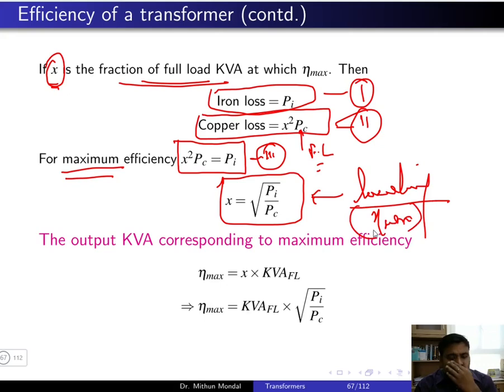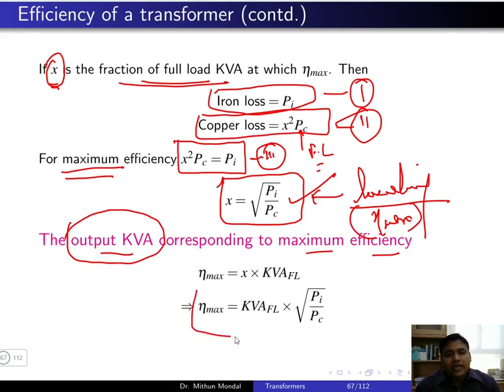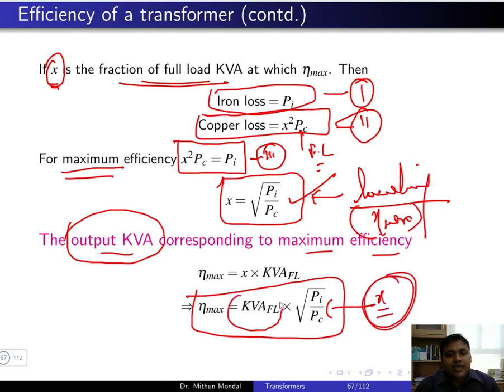So the loading on the transformer for efficiency to be maximum is under root iron loss by copper loss. And the output kVA corresponding to the maximum efficiency, then what will it be? So when your efficiency is maximum, then output kVA is equal to the kVA under the full load condition multiplied with your X. So this is your X, which is the loading on the transformer, and this is the kVA under the full load condition. So at maximum efficiency, the output kVA will be the full load kVA multiplied with the loading on the transformer.